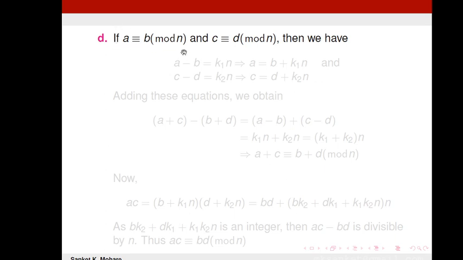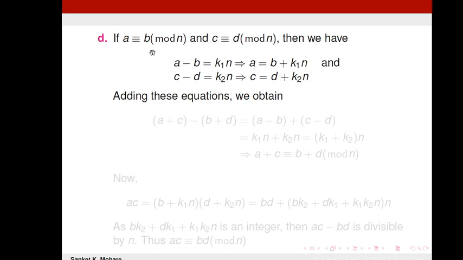if A is congruent to B modulo n and C is congruent to D modulo n, then we have to prove A plus C is congruent to B plus D modulo n. So we assume this. This implies A minus B is equal to k1n and C minus D is equal to k2n for some integers k1 and k2. If I shift negative B to the right side, I obtain A is equal to B plus k1n. Similarly, shifting negative D, I obtain C is equal to D plus k2n.